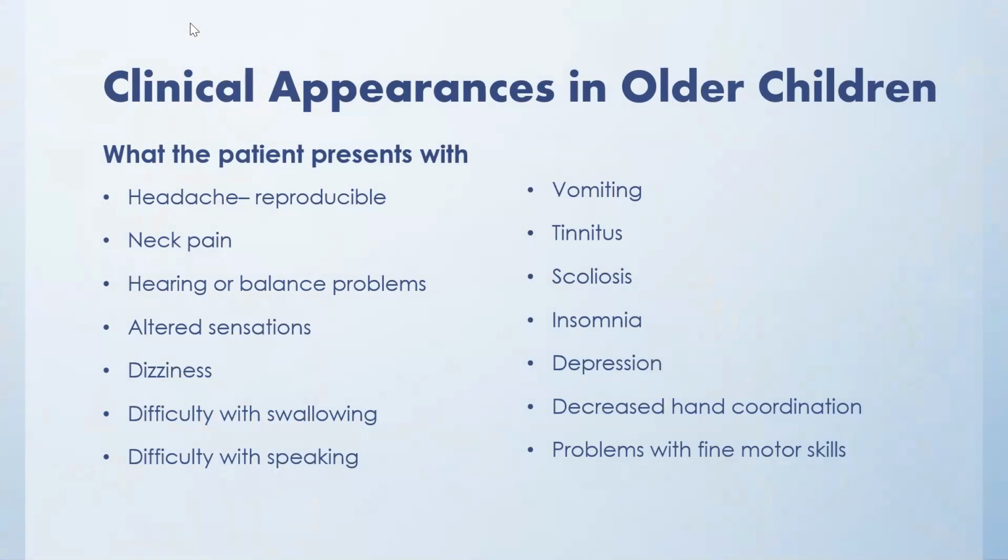The clinical appearances are the notable symptoms to which the patient presents. The most common symptom of Chiari malformations is a headache reproducible with coughing, sneezing, bearing down, and bringing excessive strain on muscle groups in the neck or upper chest.